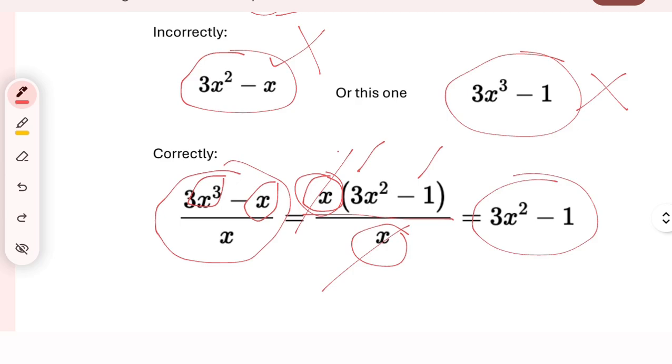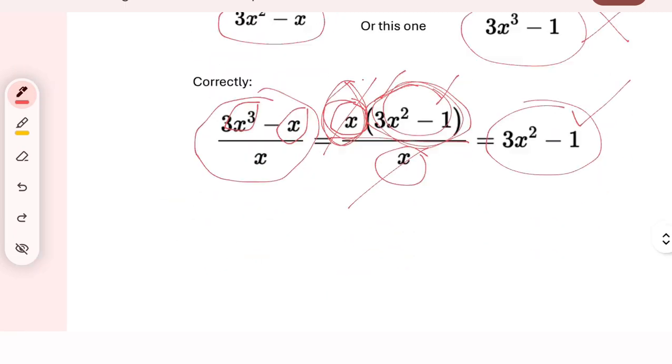Why do you think we can cancel the x there? It is because these x's now are actually factors. The x outside is multiplied to this polynomial. So that means this is actually a factor and the other one is also a factor. When they are both factors, they are separate, and you can then cancel it. But if they are separated with a plus sign or a minus sign, you cannot cancel them out. So in this case, you can cancel the x, and the correct answer should be 3x squared minus 1.